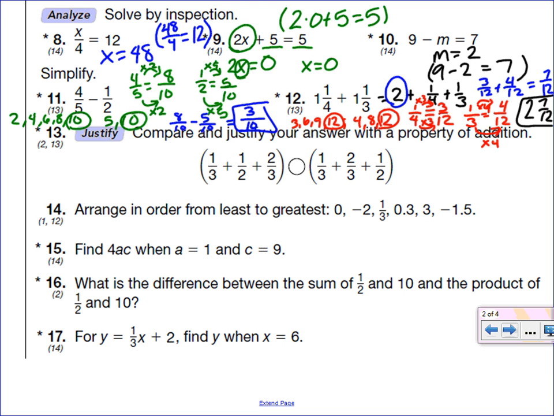Compare and justify your answer with the property of addition. So, all of these are the same numbers. I have 1/3 here, 1/3 here, 1/2 here, 1/2 here, 2/3 here, 2/3 here. So they're the same numbers being added together, which means they're equal. They're just in a different order. And order doesn't matter by the commutative property, which says that things are equal if you're just adding them together. So commutative property of addition.